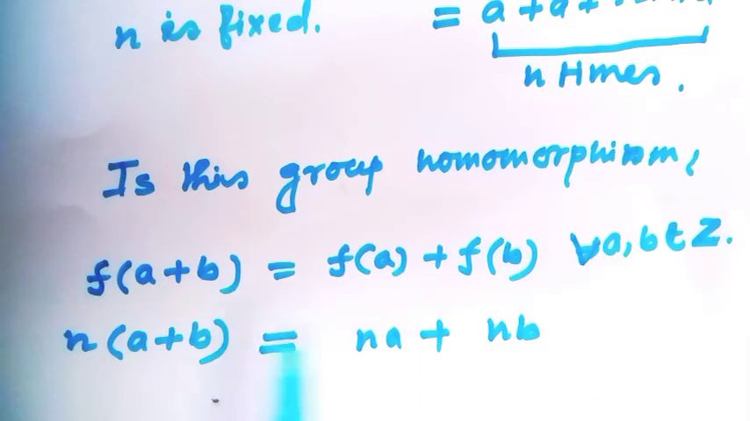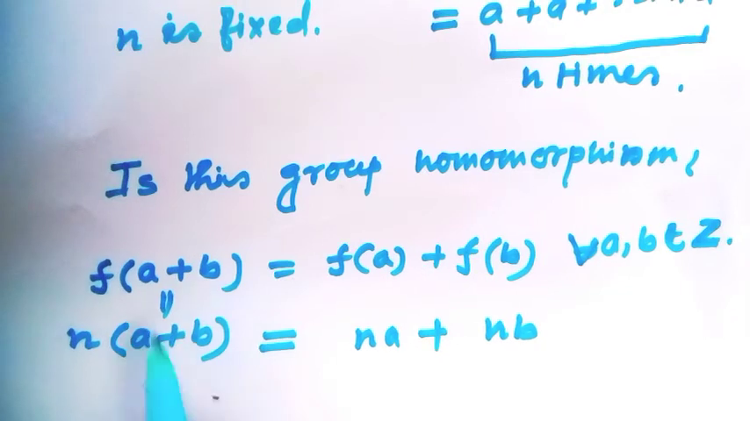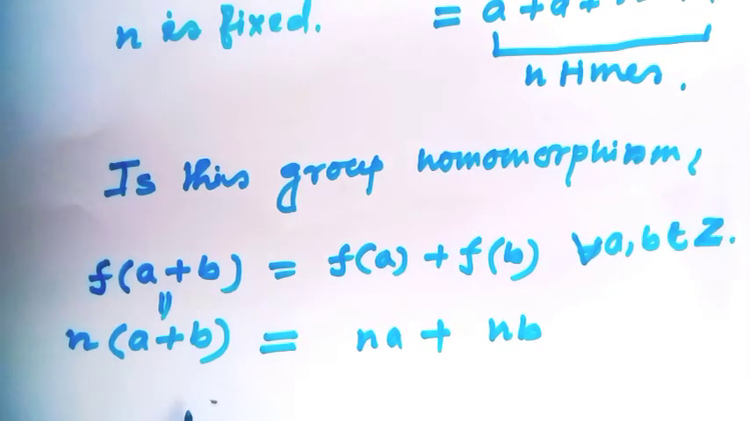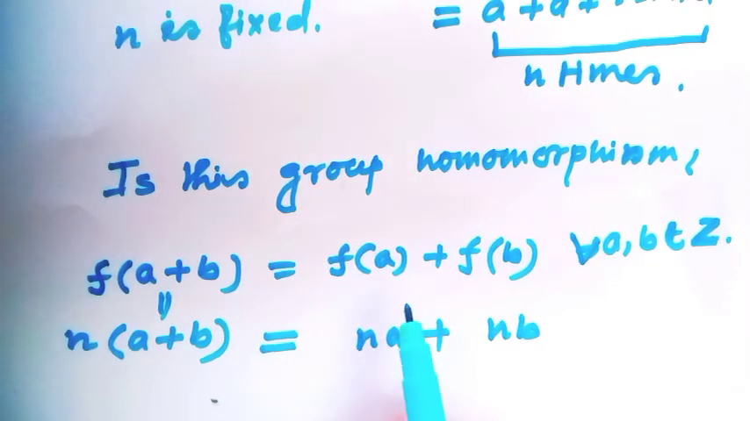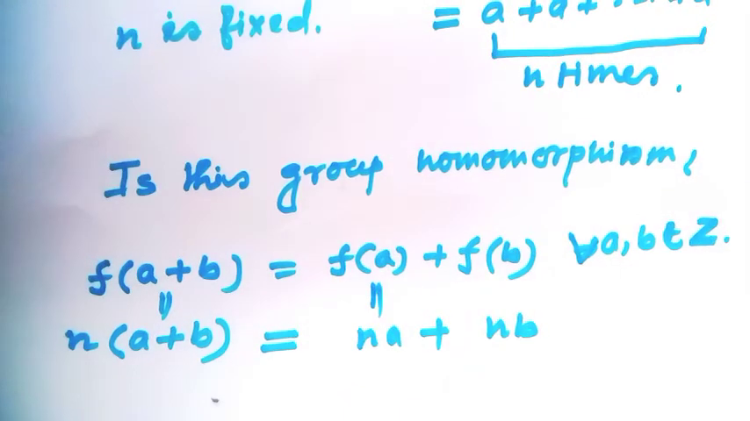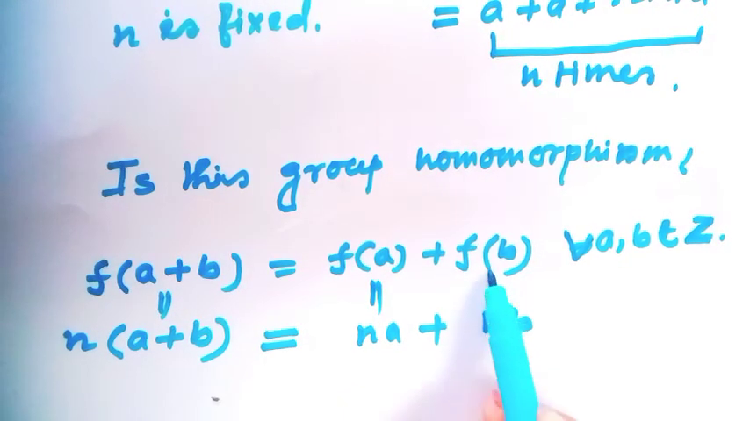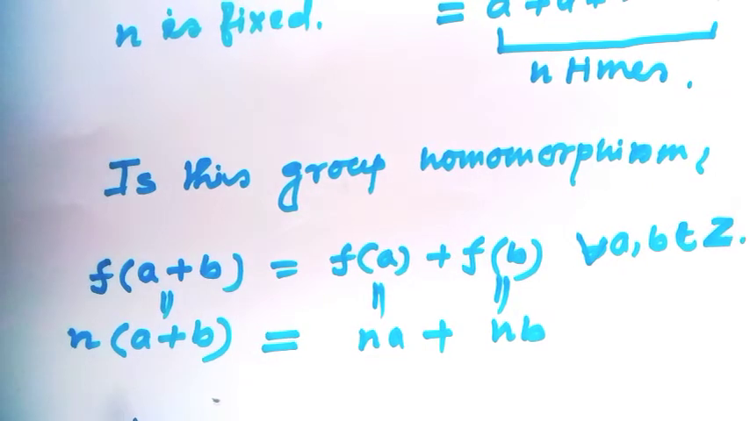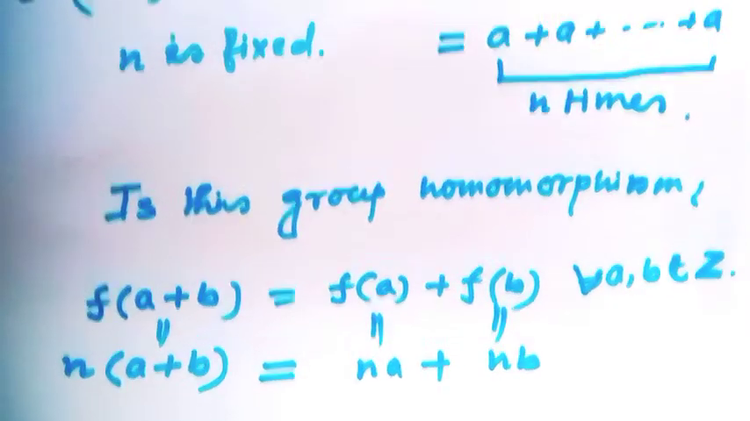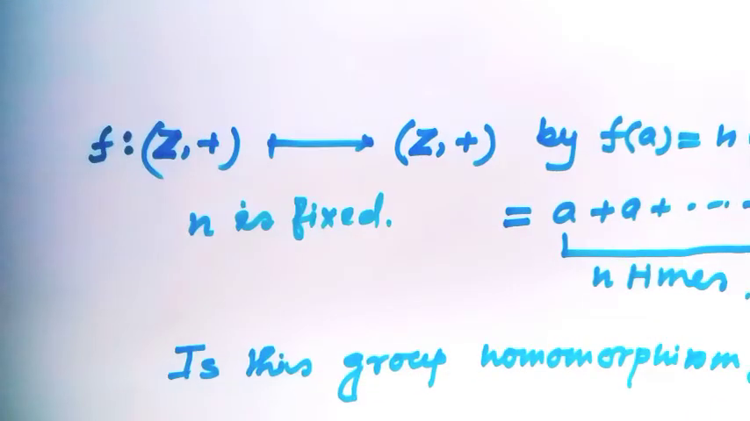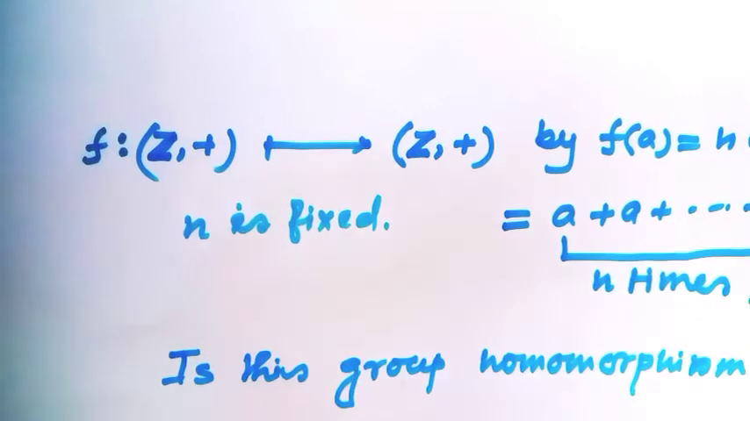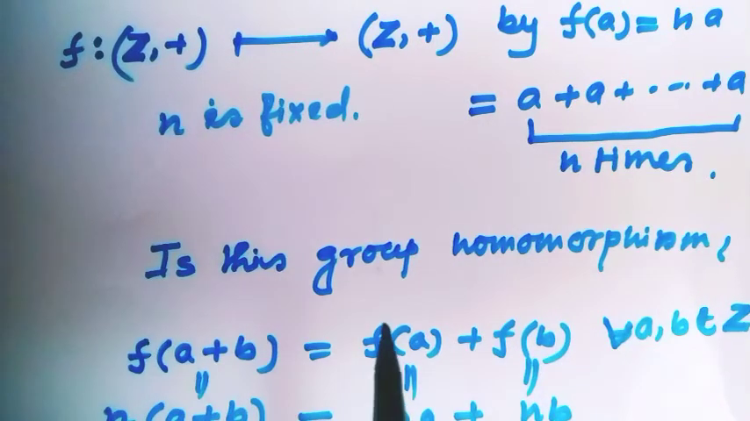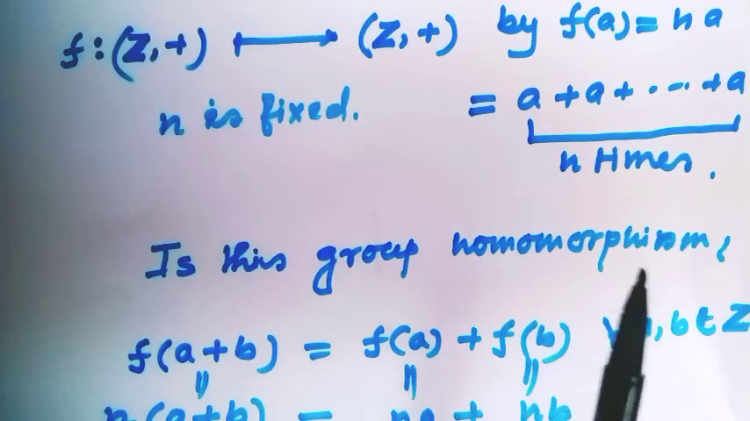Okay? What will be f of a plus b? This is equal to n times a plus b. And what would be f of a? This is equal to n a. And what would be f of b? This is equal to n b. Is it equal? Always equal. So, this is a group homomorphism. Okay? Now my question, how many homomorphisms exist here?